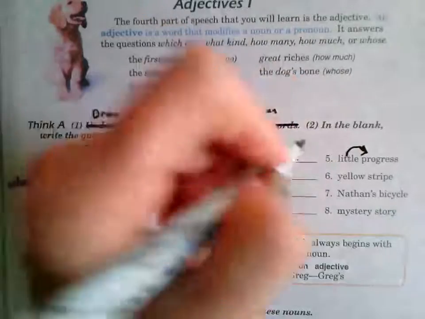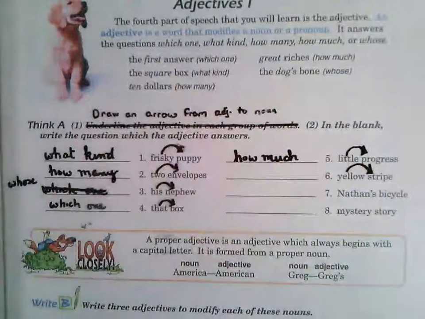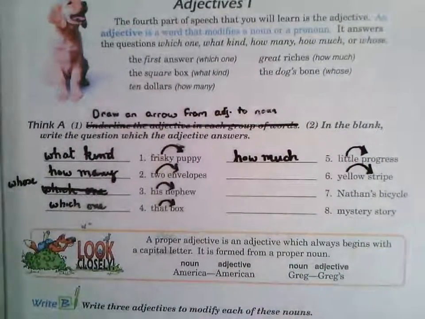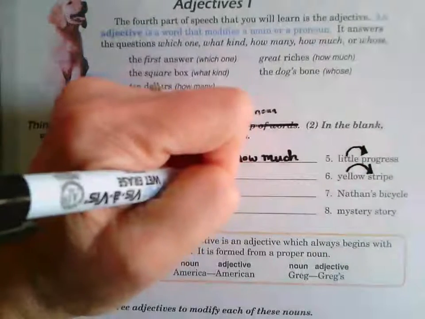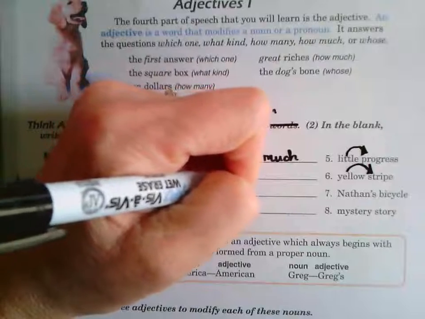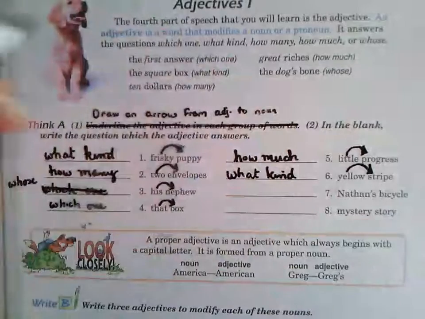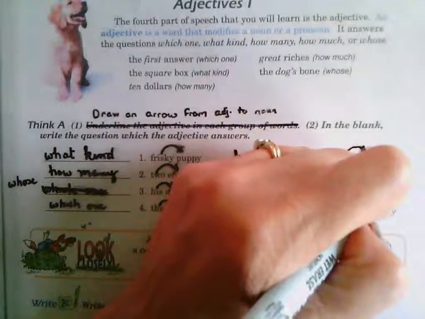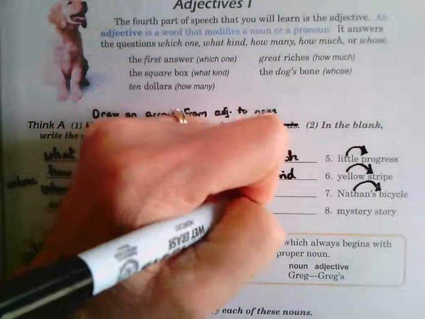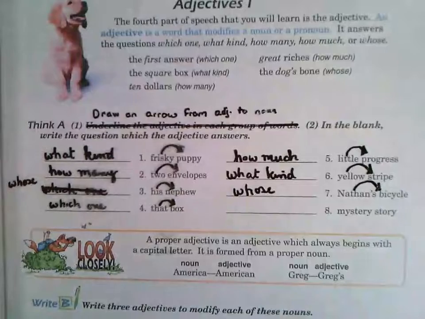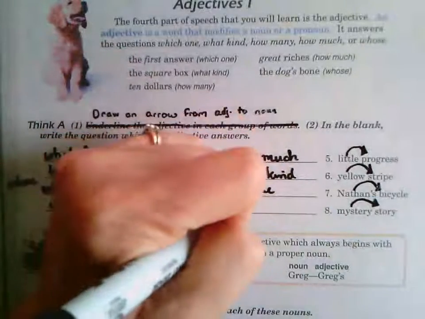Yellow stripe. Yellow describes stripe. By the way, are you noticing the pattern? The adjective comes before the noun. In every example we've done so far, the adjective comes first. Okay, yellow. What question does it answer? What kind? Nathan's bicycle. Nathan's describes bicycle. What question does it answer? Whose? And mystery story. Mystery describes story. What kind of story?